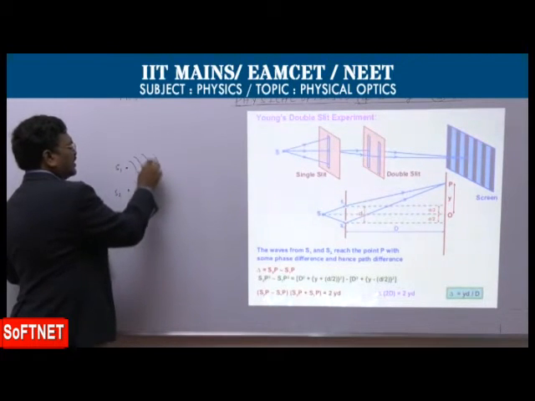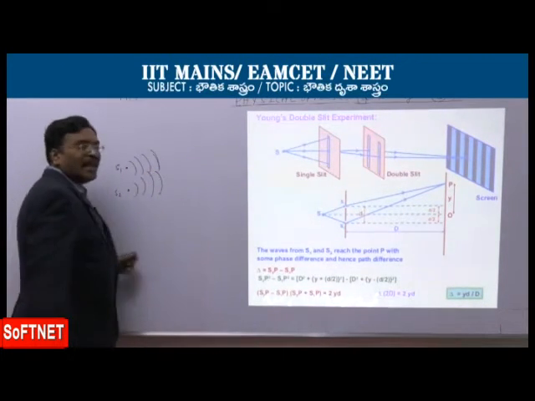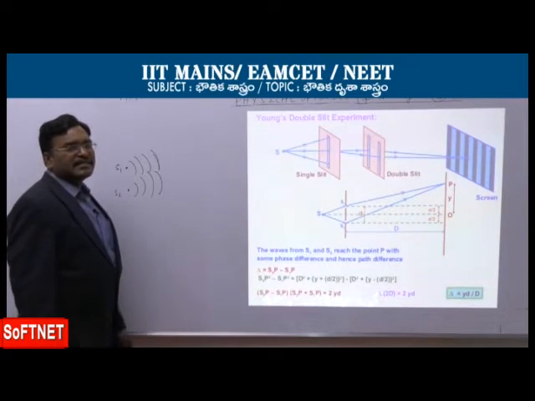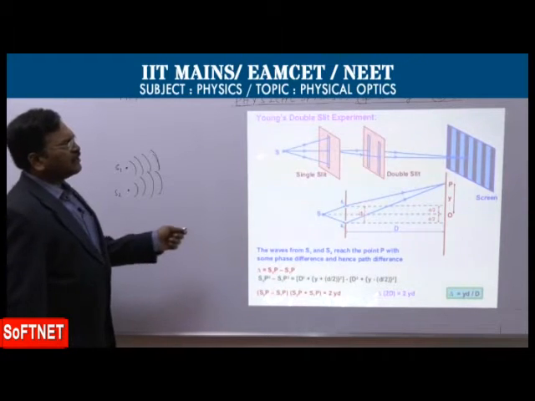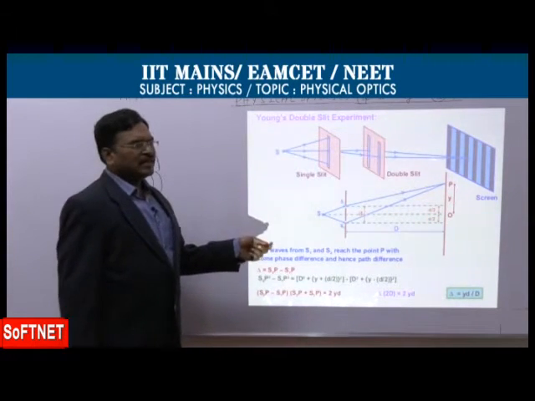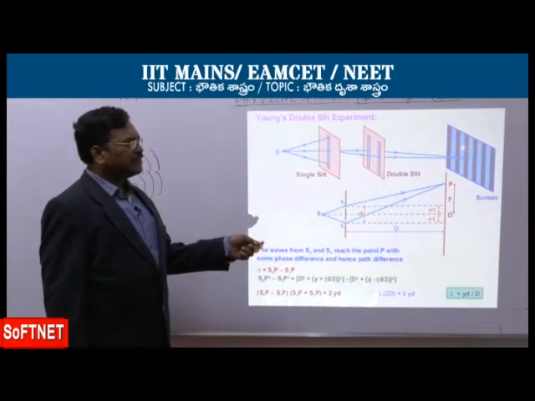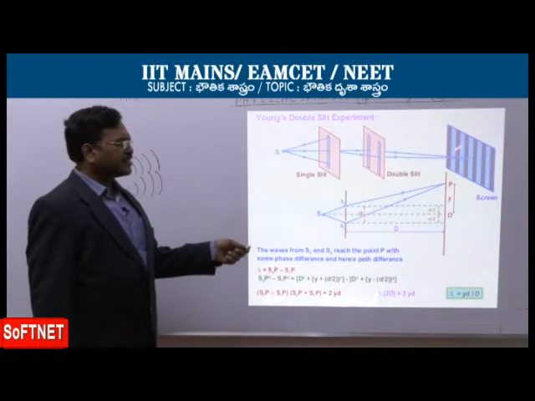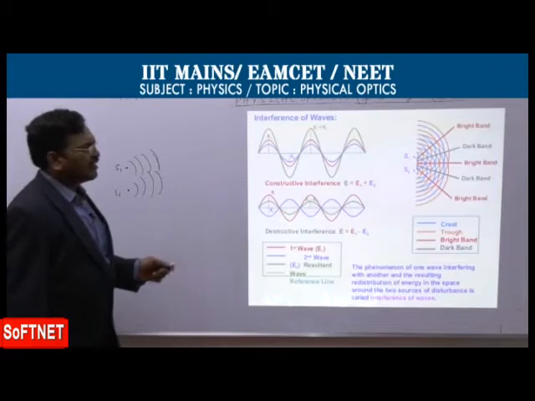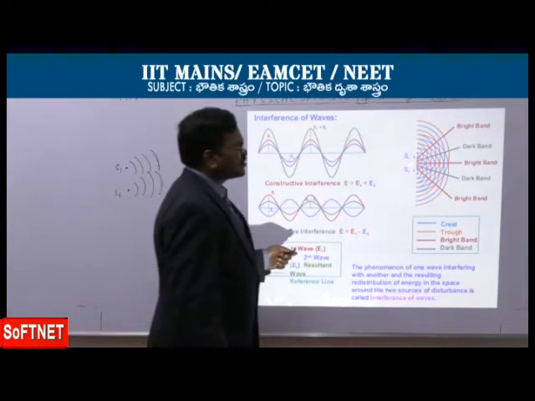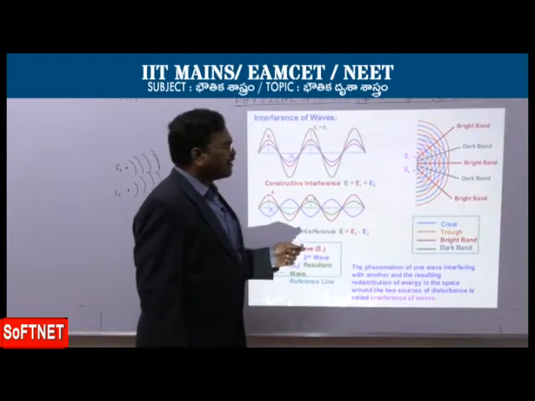Here, when we are getting maximum intensity, when a bright band will form, crest of one wave. Is it clear now? Young's double slit experiment. Now this is the screen. Here we observe bright bands and dark bands. Now look here. From these two sources we are getting two coherent waves.